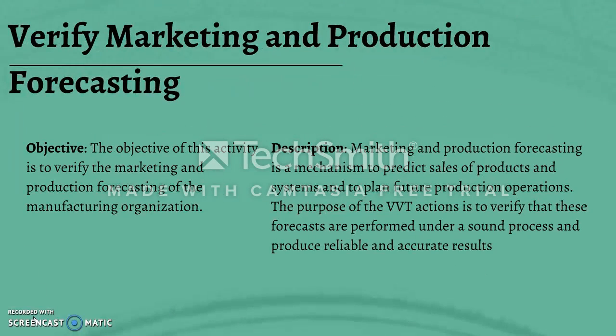Verify marketing and production forecasting. The objective of this activity is to verify the marketing and production forecasting of the manufacturing organization. Marketing and production forecasting is a mechanism to predict sales of products and systems and to plan future production operations. The purpose of these BBT actions is to verify that these forecasts are performed under a sound process and produce reliable and accurate results.